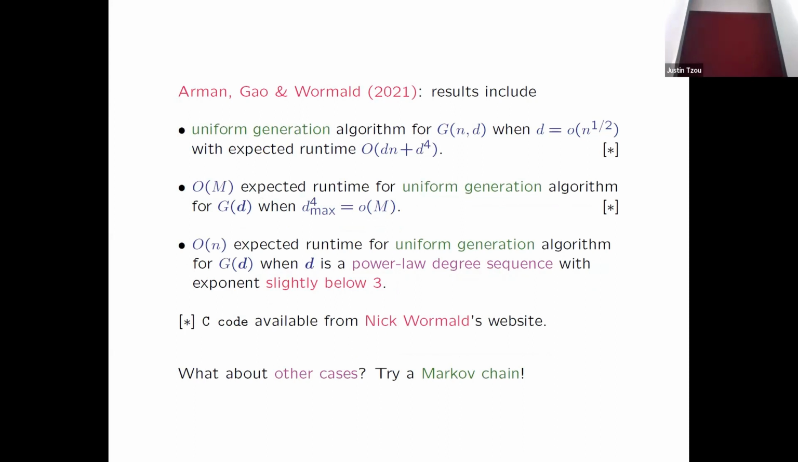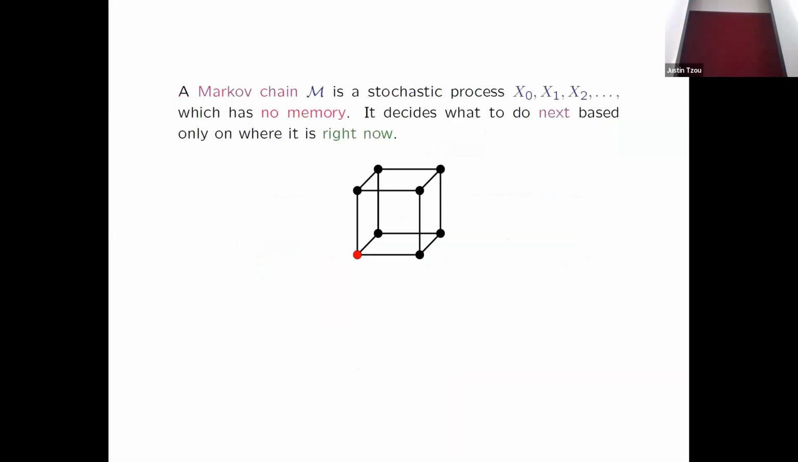Well, what's left is you can try a Markov chain. There is one other approach based on sequential importance sampling, but it doesn't beat this algorithm. And Markov chains is the approach that I've worked on the most as well.